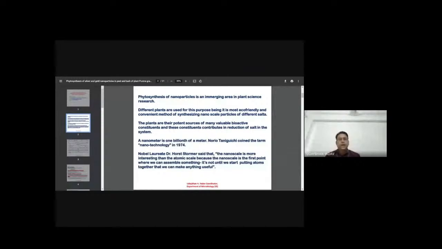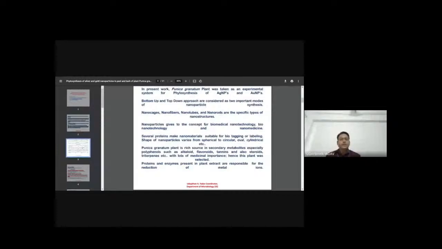Norio Taniguchi coined the term nanotechnology in 1974. Nobel laureate Dr. Horst Stormer said that the nanoscale is more interesting than the atomic scale because the nanoscale is the first point where we can assemble something, and it's not until we start putting atoms together that we can make anything useful. In the present work, the Punica granatum plant was taken as an experimental system for phytosynthesis of silver nanoparticles and gold nanoparticles.